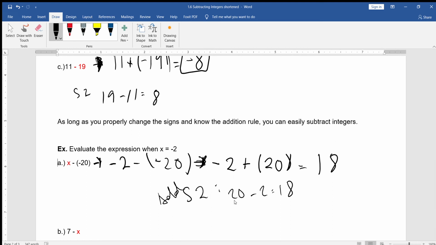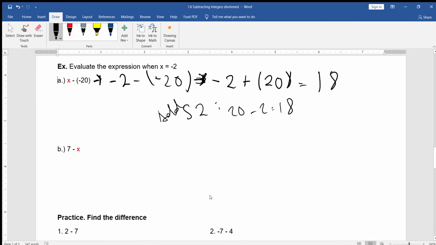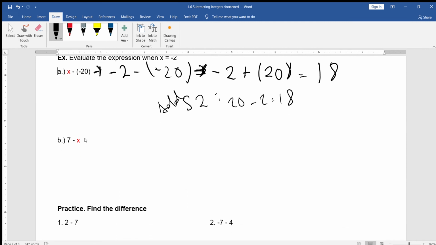Let's go down. Again, we're going to rewrite the expression 7 minus negative 2. Again, x is negative 2, and then minus, it stays the same. Okay, don't change signs. Don't forget signs. Do not change signs yet. Just rewrite the expression so that x is negative 2, and everything stays the same. Now we're doing a subtraction rule, which says that we're going to change minus to plus, and we're going to change negative 2 to its opposite.